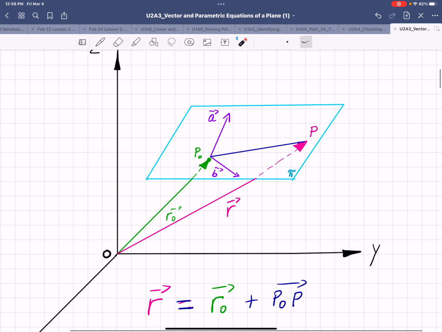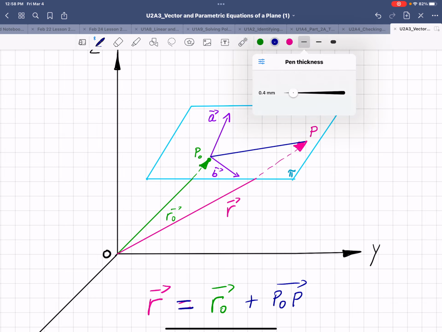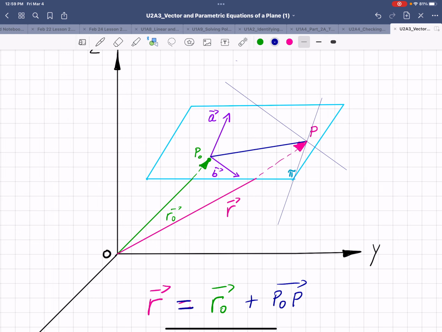And this is where I will actually modify this picture a little bit. What I'm going to do from point P, I will draw a very thin line parallel to vectors A and B. So here will be a line parallel to vector A, and here will be a line parallel to vector B. This would form some parallelogram. So I'm going to make this one a little bit more pronounced.